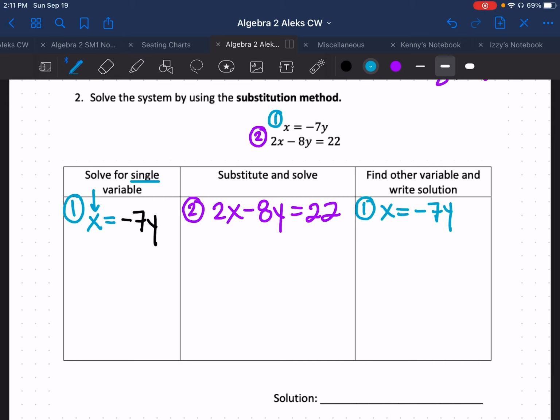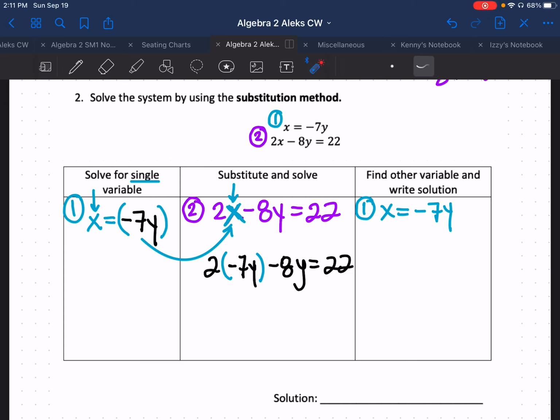All right, so what we're going to do is we're going to take this part right here and we're going to substitute it in for this x, because these two blue x's that you see here and here are exactly the same. It's actually the same as that one as well. So what I'm going to go ahead and do is I'm going to replace that x with negative 7y. So I'm going to go ahead and start with 2. I'm going to open up my parentheses and I'm going to substitute in the negative 7y minus 8y equals 22.